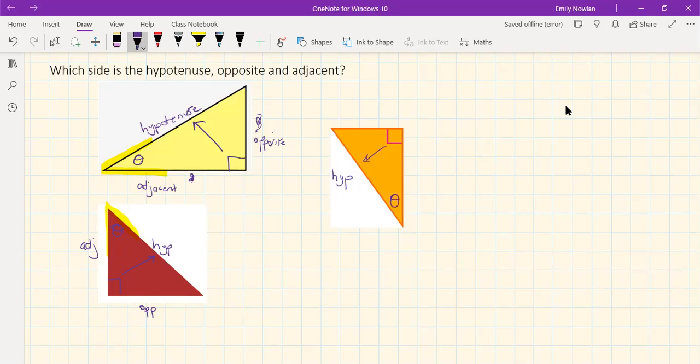This is theta. So just like we did before, there are two lines that make this angle, that line and that line. One of them is the hypotenuse. The other one is next to this angle, and it is adjacent. And then the last side that's left is opposite. That's how we label which side is opposite, hypotenuse, and adjacent in right angle triangles.